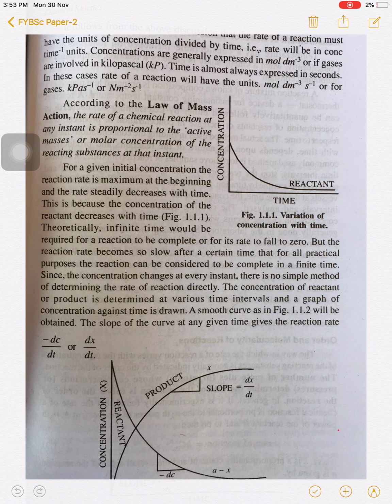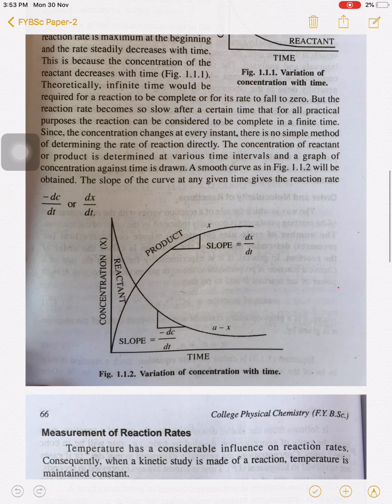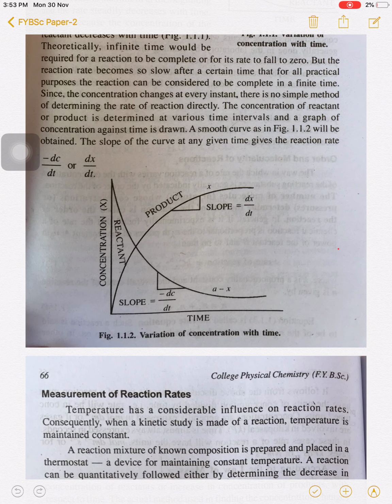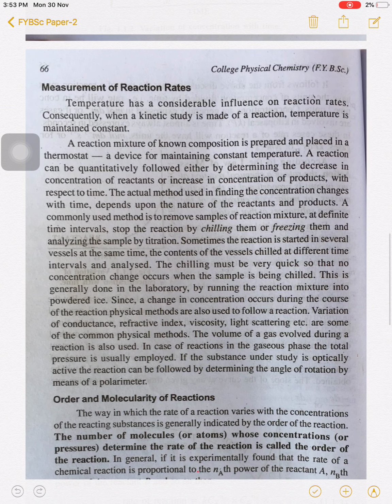According to the law of mass action, the rate of any chemical reaction at any instant is proportional to the active masses or molar concentration of the reacting substances at that instant. So the amount of active molecules in the reaction center determines the rate of reaction. If you see this graph, the concentration of reactant goes on decreasing, but the concentration of product goes on increasing. So how do we measure the rate of reaction? It is determined by simple chemical titration, and by using physical properties we can calculate the order of reaction.